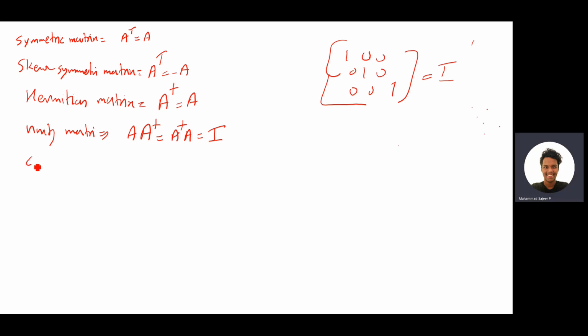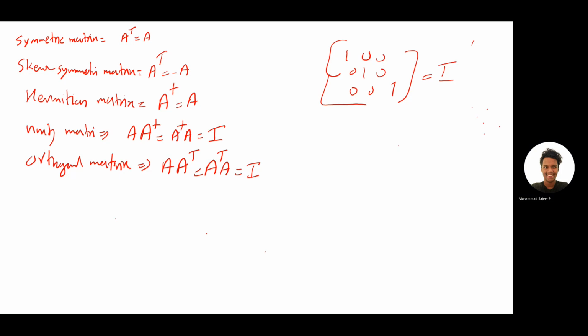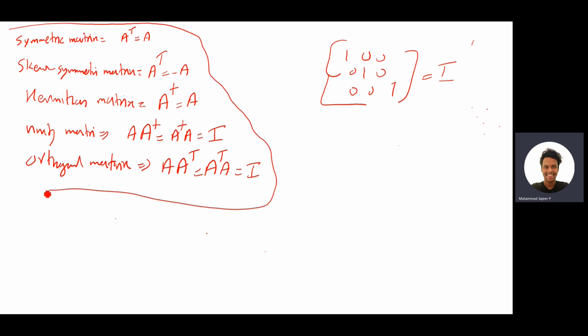So we also have something called an orthogonal matrix. In an orthogonal matrix, we take the transpose: A into A transpose equal to A transpose into A equal to I. In the unitary matrix it is dagger; here it is transpose. That's it. So these are the most important matrix types in matrices. Most of the time, these problems will be asked from these areas.